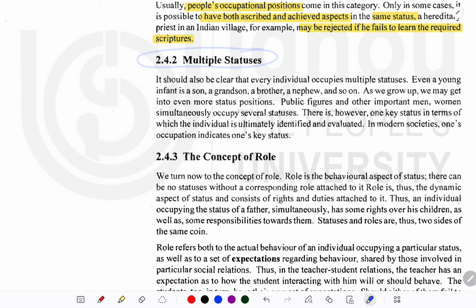Multiple statuses. It should also be clear that every individual occupies multiple statuses. Even a young infant is a son, a grandson, a brother, a nephew, and so on. As we grow up, we may get into even more status positions. Public figures and other important men and women simultaneously occupy several statuses. There is, however, one key status in terms of which the individual is ultimately identified and evaluated. In modern societies, one's occupation indicates one's key status.